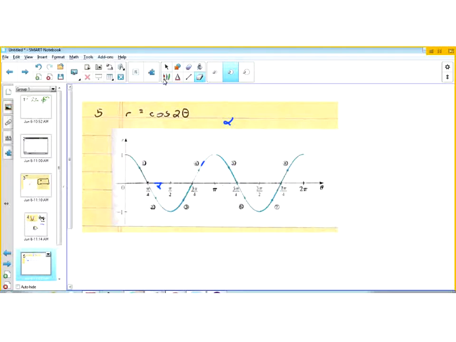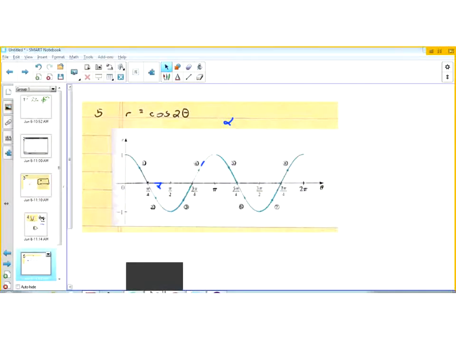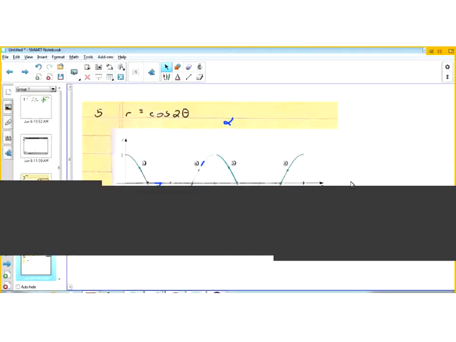So let me paste in the polar graph paper. Where's my polar graph paper? I think I've got it somewhere around here. Okay, so I'll paste it in here.